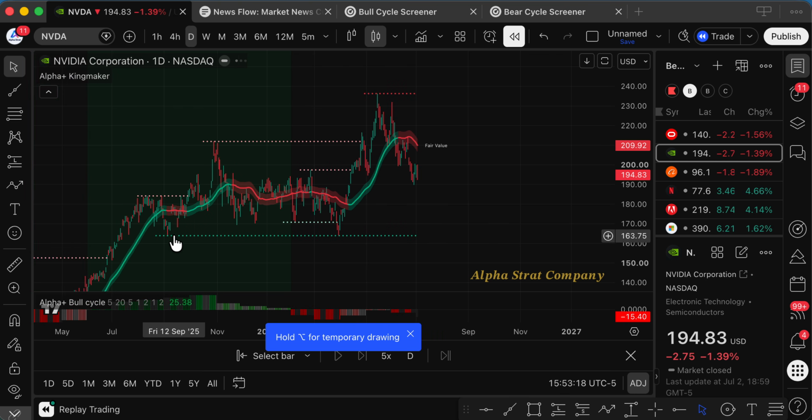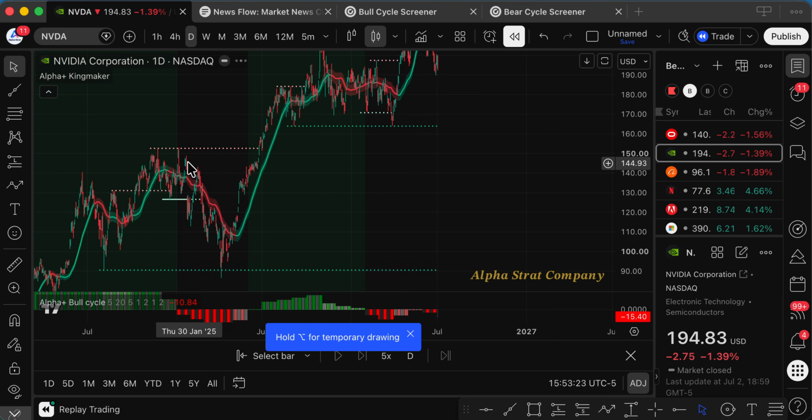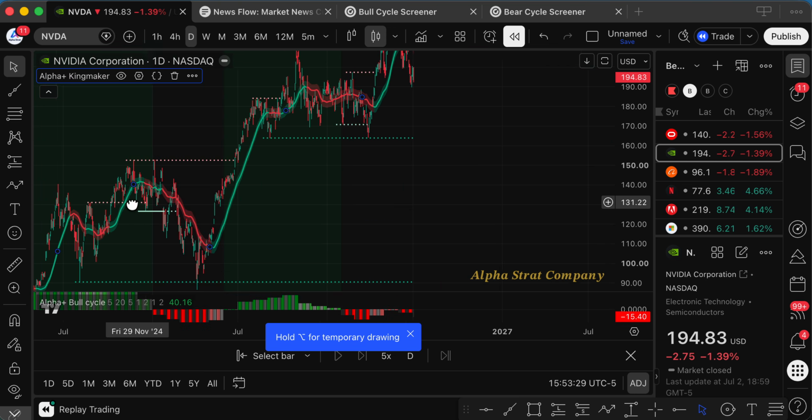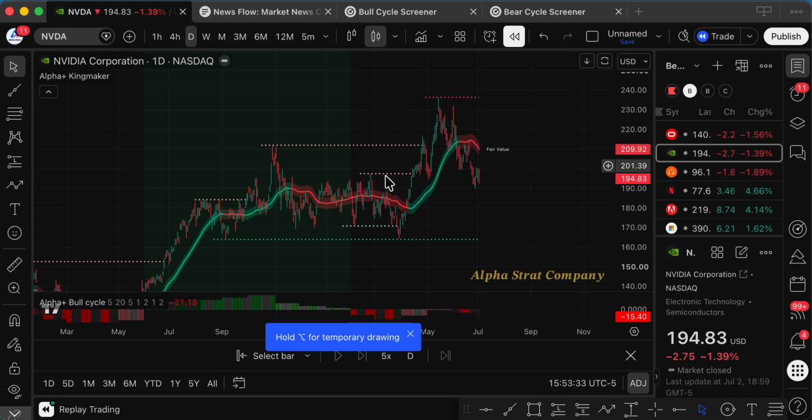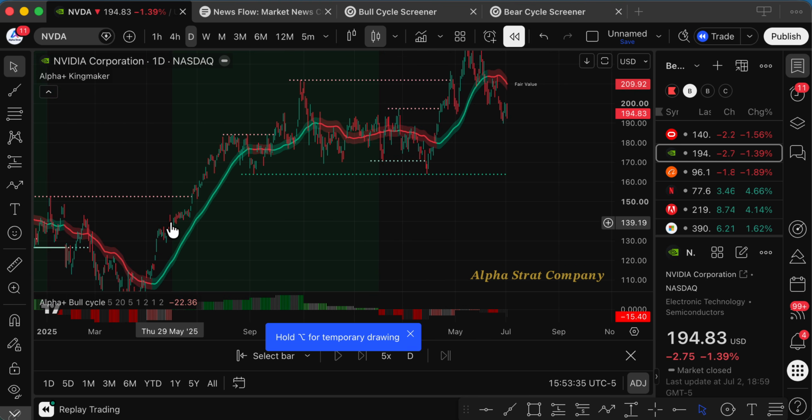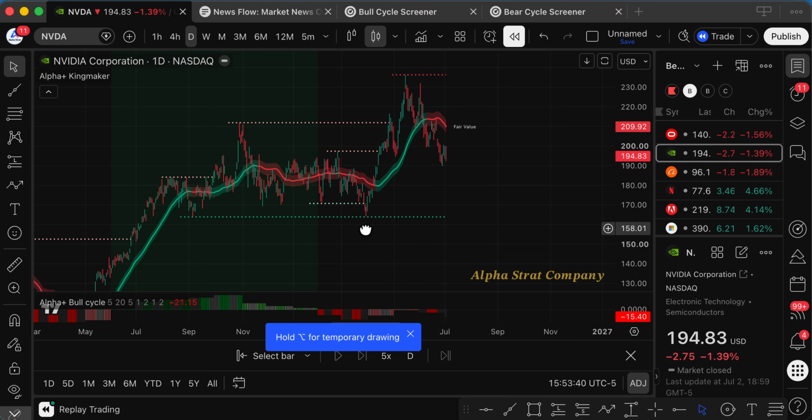I mean, that's 164, 152, and it may drop back down to 131 maybe. But yeah, I mean, when Nvidia goes back to green, 136 to 211, it's gonna run.